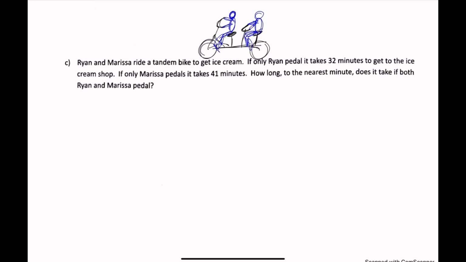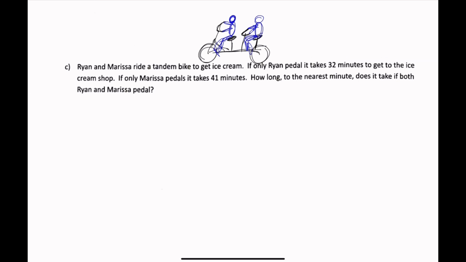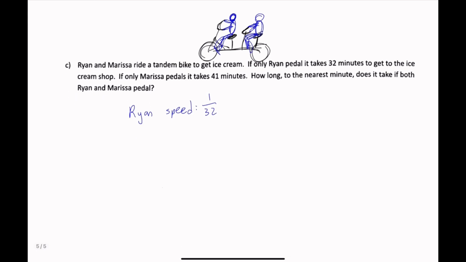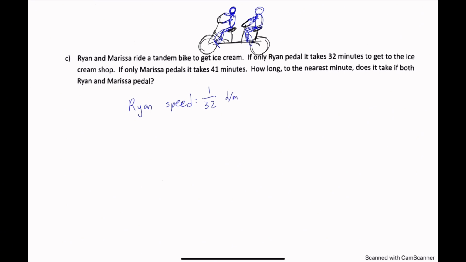So Ryan's speed is going to be 1 over 32, right? 1 over 32, and then distance per minute, right? Distance per minute. Because the distance is always going to be the same, and we don't care what that is, right? And then Marissa, 41 minutes, right? Marissa's speed is going to be 1 over 41 distance per minute.